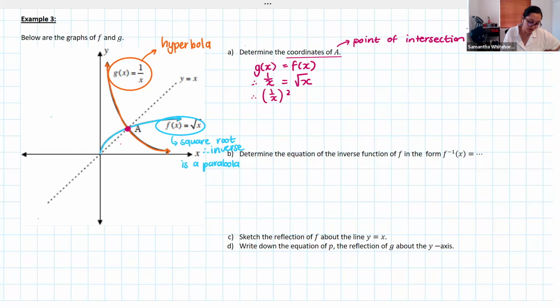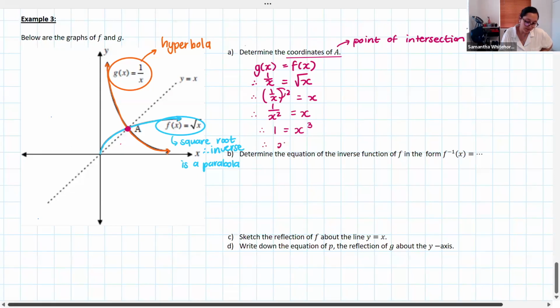So (1 over x) squared is equal to x. Remember your distributive law of exponents. This will give you 1 over x squared. 1 squared is 1, so I don't have to write 1 squared. I'm just going to write 1 is equal to x. I'm not a huge fan of that x squared in the denominator, so I'm going to times both sides by x squared, leaving me with 1 is equal to x cubed, because x times x squared is x cubed. To solve for x, I cube root both sides, and so x is equal to 1.